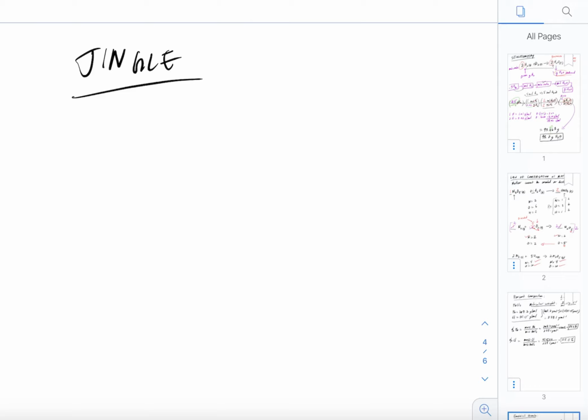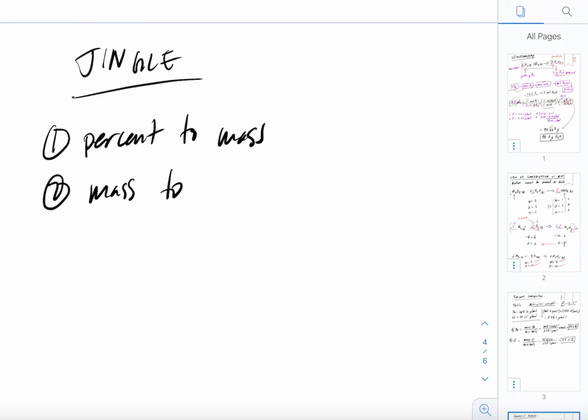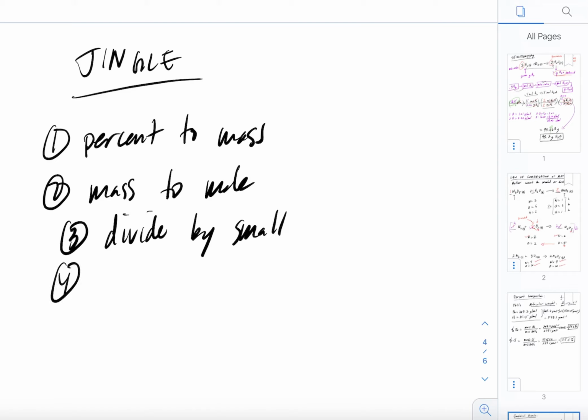That's right. So these are going to be the steps. First step is percent to mass, mass to mole, divide by a small, multiply till whole. Yeah, I know, it's pretty catchy. That's how I remember it.